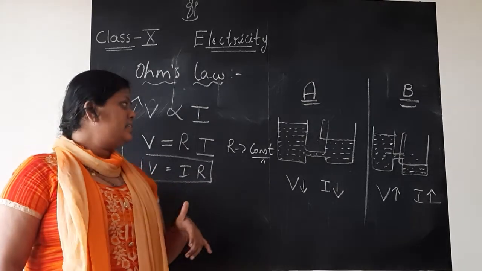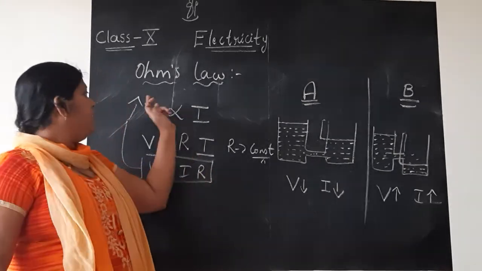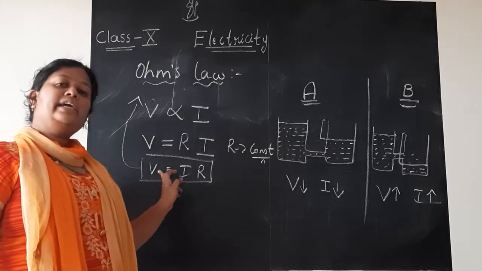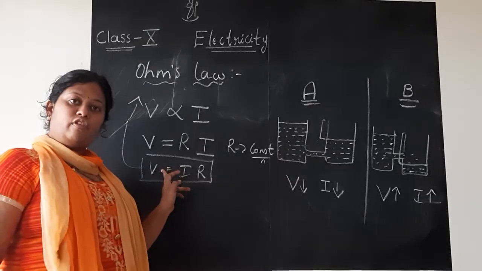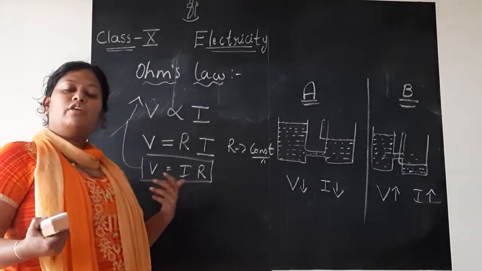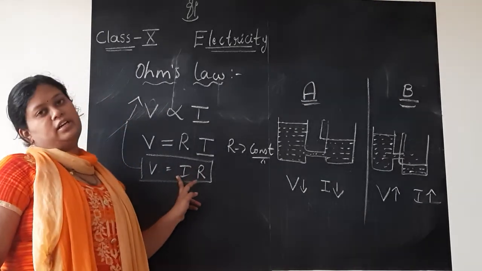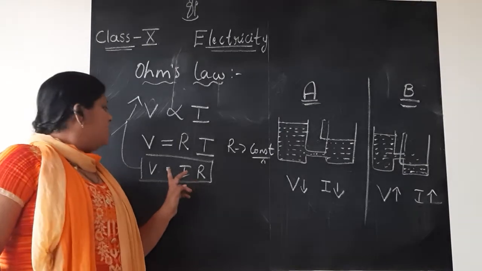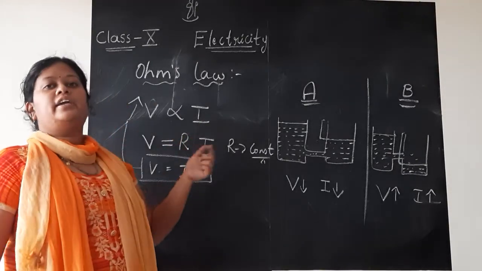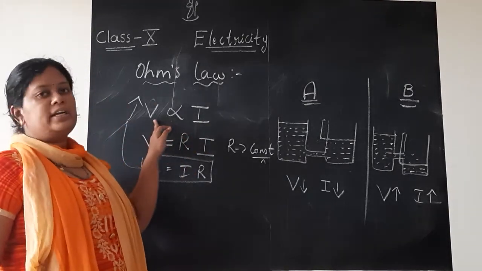What it says is the potential difference V. First, why did I teach you that this mathematical form is, if at all in the exams or test, if you forget the statement of Ohm's law, what you have to do is write the mathematical form. V is equal to IR, and based on this you can relate it to the statement. You can write the statement easily.